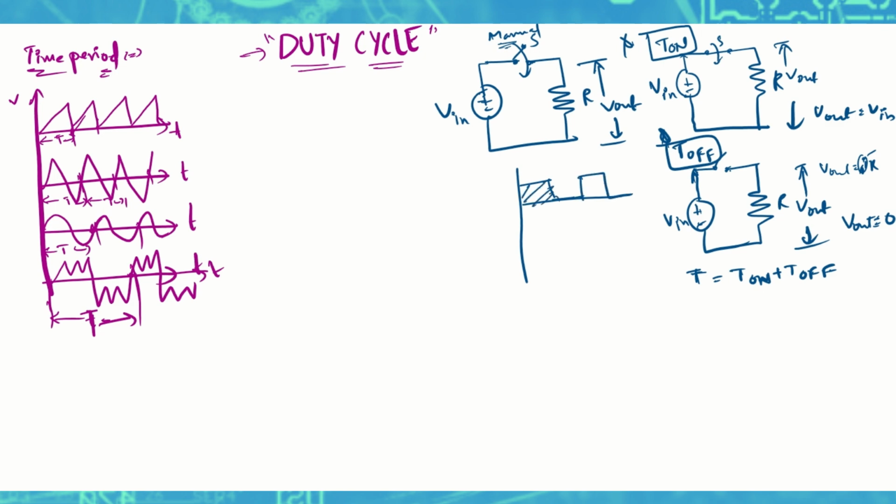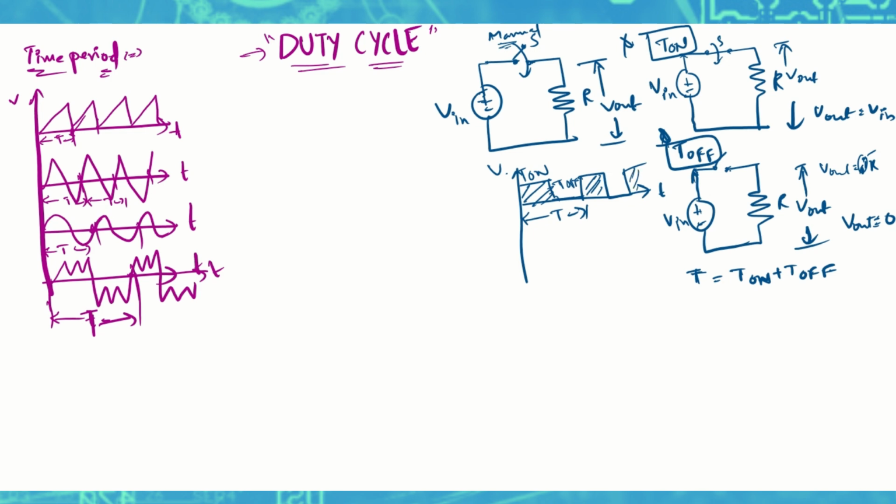So you are switching it on for T on of time and switching it off for T off of time. Again the sequence is repeating. So this is going to be your time period, and so on. So this is your voltage, or pulse you say. Now this is the concept.